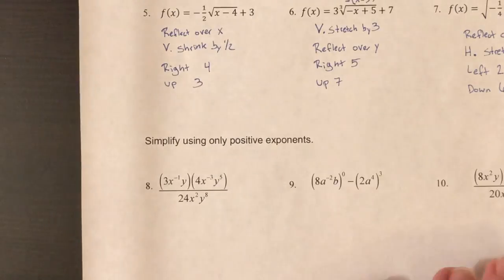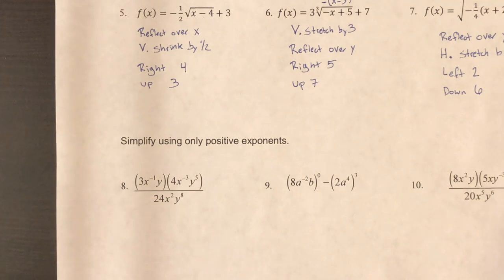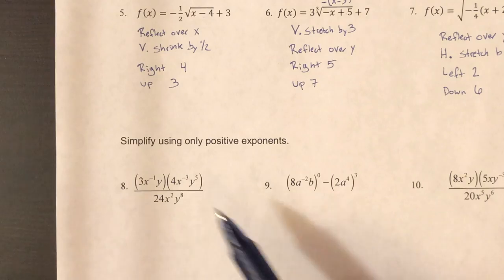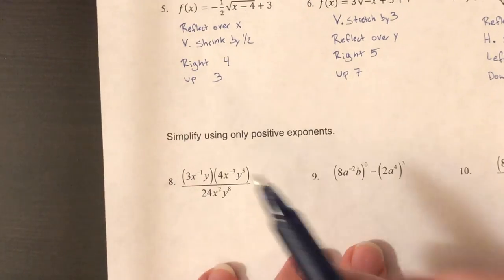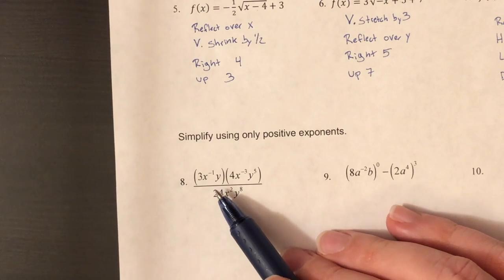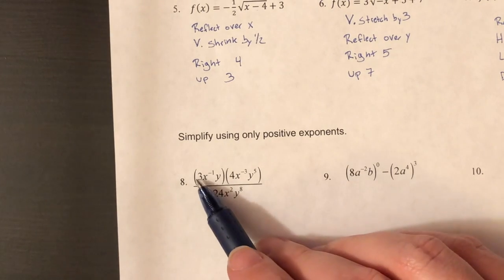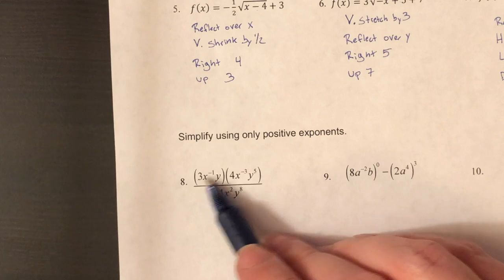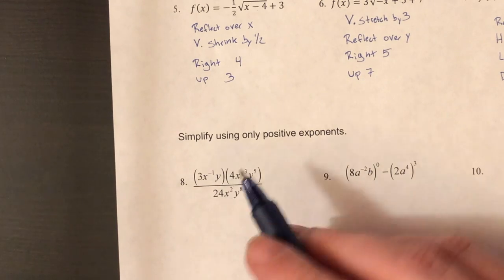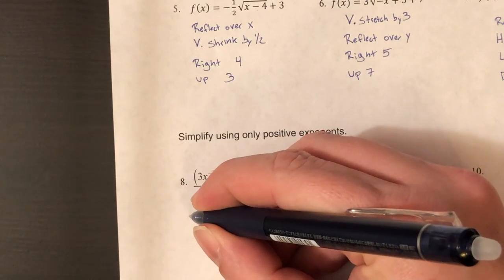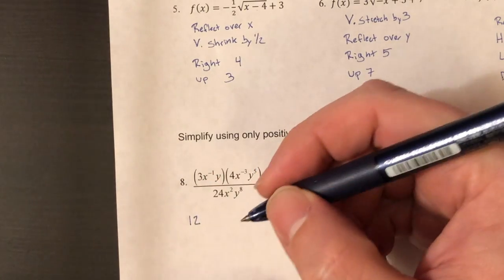For 8, 9, and 10, we are applying the exponent rules to simplify these problems down. So the exponent rules say when you are multiplying, coefficients are still going to multiply. So I still need to do 3 times 4. So in my numerator, I will have 12.